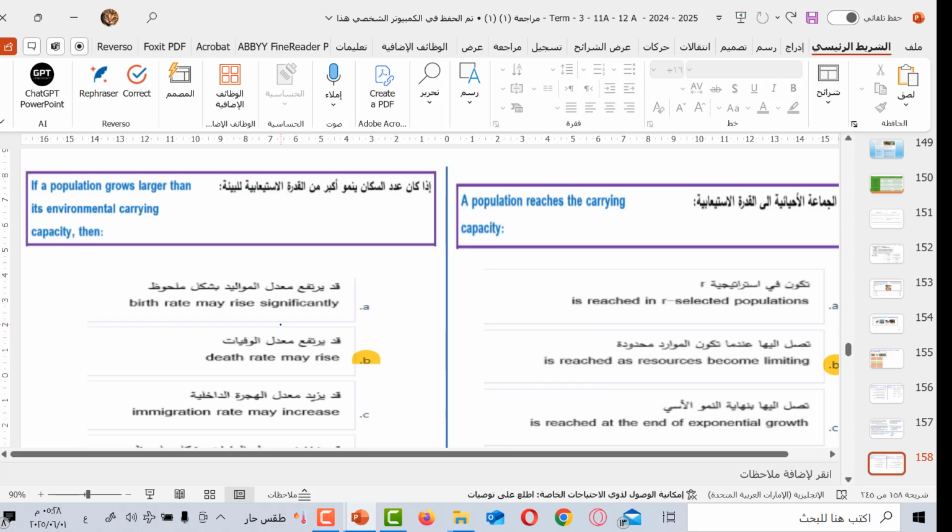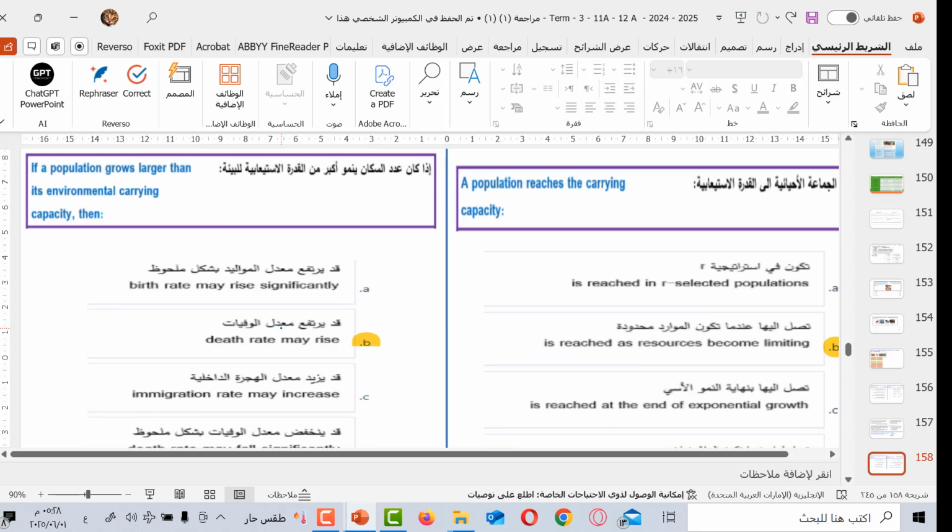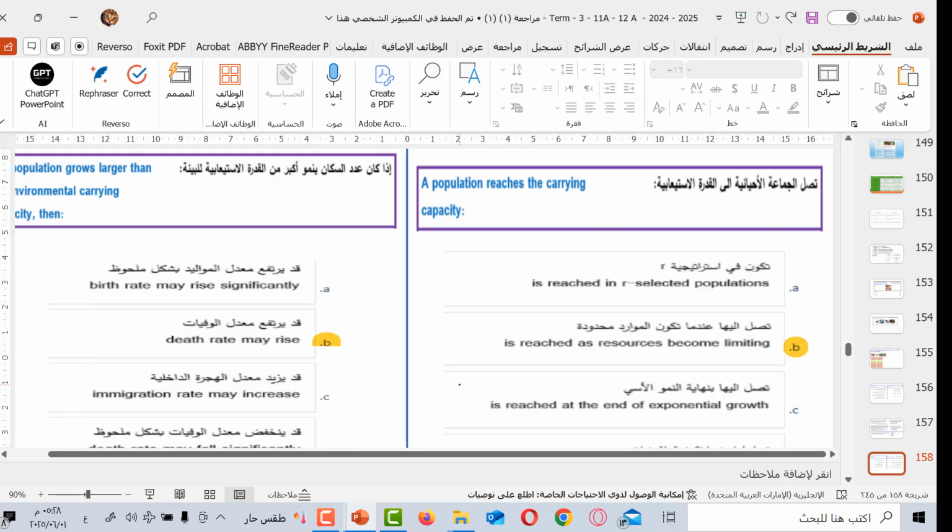بعد كده في مجموعة من الأسئلة الأخرى. إذا كان عدد السكان ينمو أكبر، if the population grows larger than its environmental carrying capacity، then إيه اللي هيحصل بعد كده؟ فطبعا death rate may rise. هنا برضو سؤال بيسأل على a population reaches the carrying capacity، يعني امتى تصل؟ is reached as a resource becomes limiting، لما الموارد تكون قليلة. اوكي.